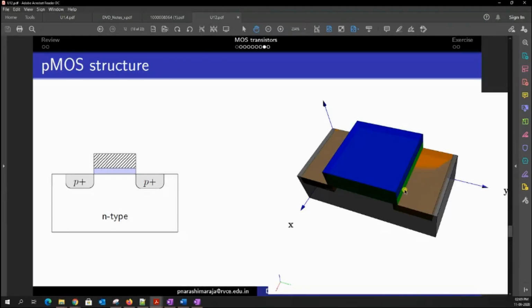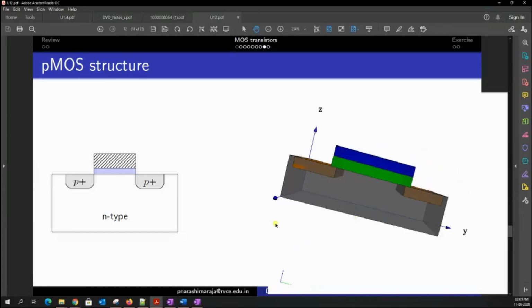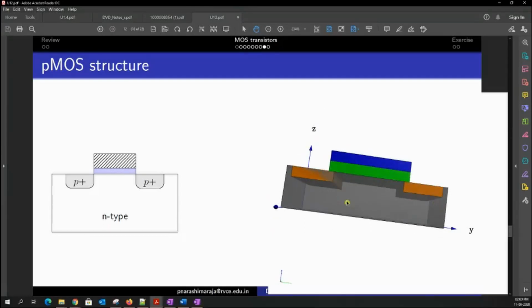I guess I've gone beyond the permitted time, so I will end my session here. On Monday we are supposed to continue with the capacitance topic, because there is one more type of capacitance that we have yet to discuss, and after that we have to get into what is known as the second order effects.